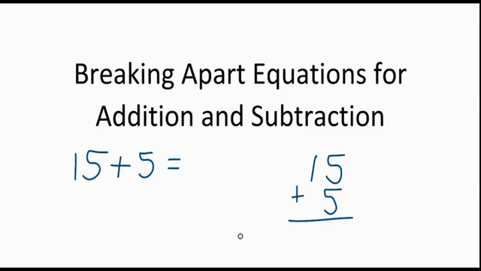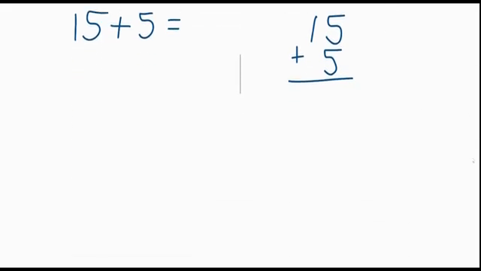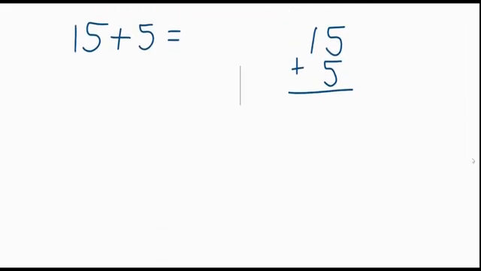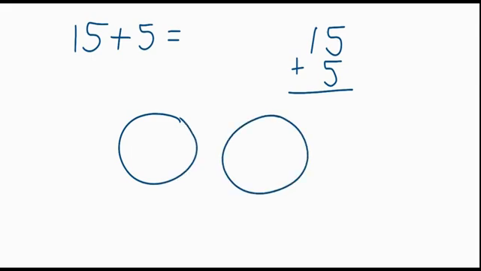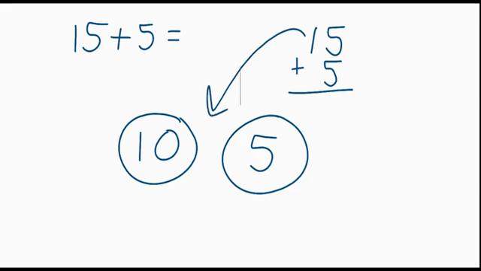But let's break it apart. Let's say this one looked a little bit confusing to you. Let's break it apart. So this is how we can break it apart. If we look at that 15, not as 15, but as its parts, then it would be this. And I'm just going to draw the circles to make it a little bit easier to see what they are. 15 is 10 and 5.